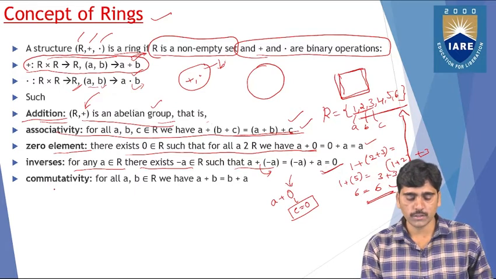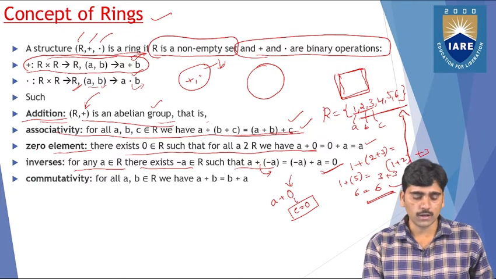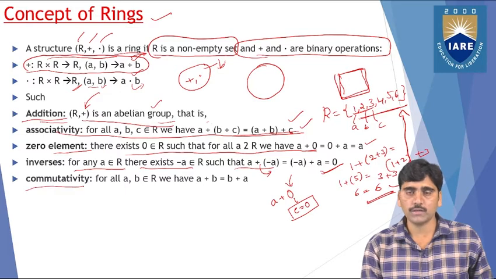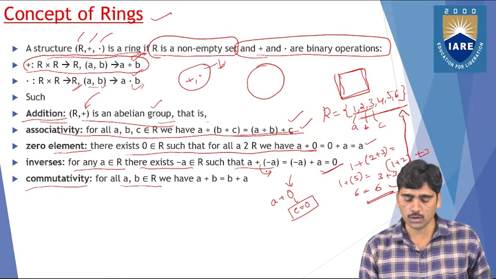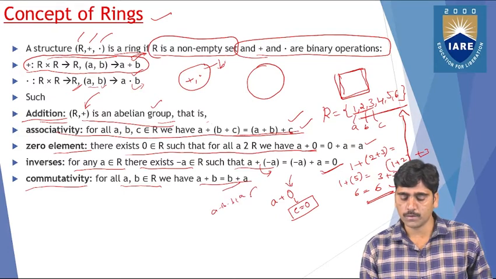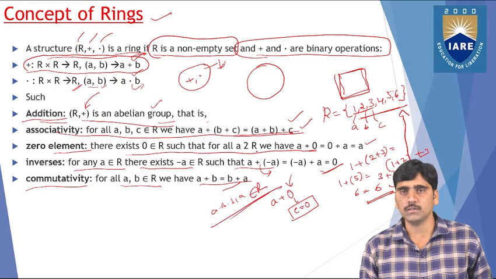And next, the commutativity property. We already said that if a group satisfies this commutativity property, then the group is said to be an abelian group. Here a ring also satisfies this property. For all A, B belonging to R, we have A plus B equals B plus A. If it satisfies this, then it is said to be a ring.